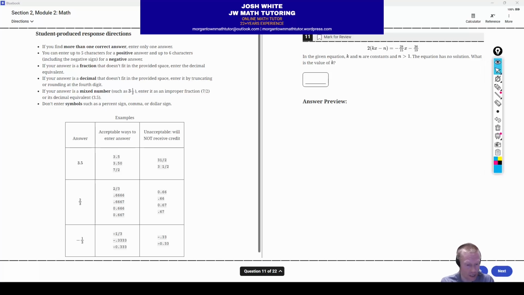Here we have an equation. It's got some constants in it. We know that n is greater than 1. We don't know anything about k. We know the equation has no solution. What does the value of k have to be?